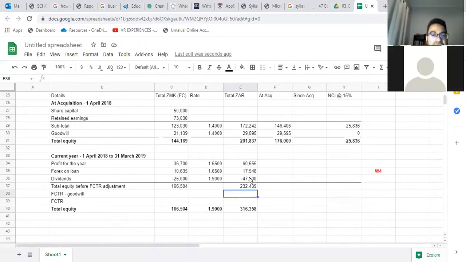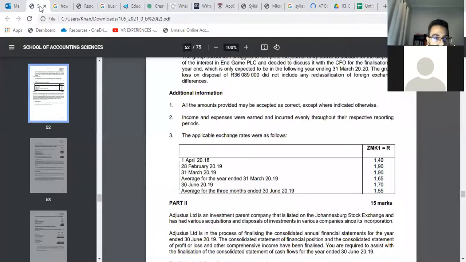Why is there a difference? The difference is because we are translating at different rates for different transactions or different line items. That difference we take to FCTR. But for our purposes, we split FCTR up between everything else and goodwill. So FCTR is basically going to equal 316 minus 232. FCTR is going to equal 83,000, whatever that is.